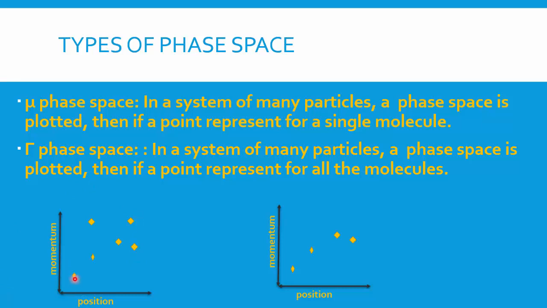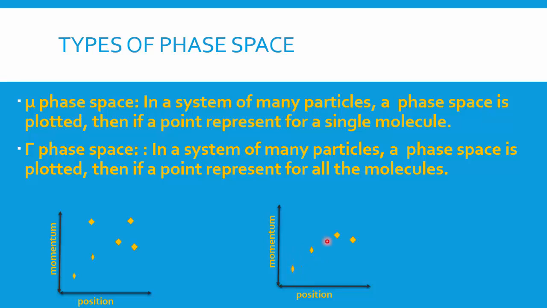information about that particle. So if you have six particles, you will have six points on the phase space. So if this is the case, we say mu phase space. But when you have a system of many particles, let us say 6 particles, every particle will have a value of x and px, and if you plot, then each point on the plot will give information about all the particles, all the molecules in a system.